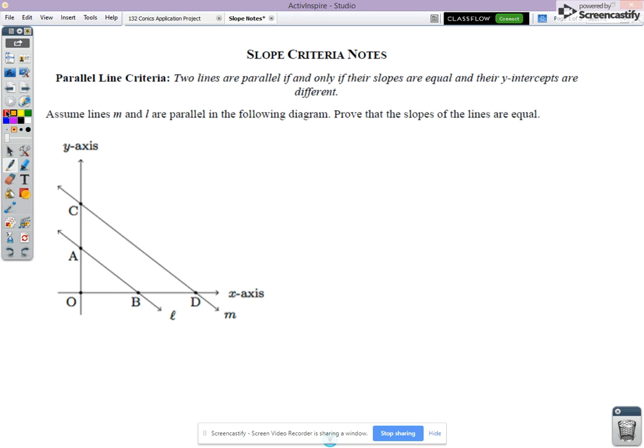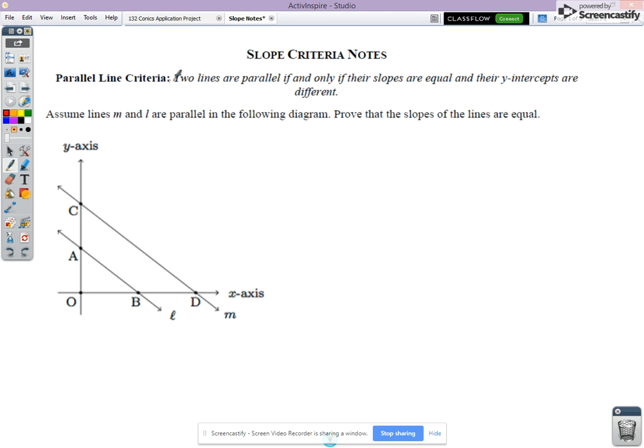So what I'm going to do is introduce the criteria, but the main point of the video is to actually prove it for you. We're only going to prove one direction of these criteria, but hopefully it'll help you understand where this is coming from so that we're not just memorizing it to memorize it.